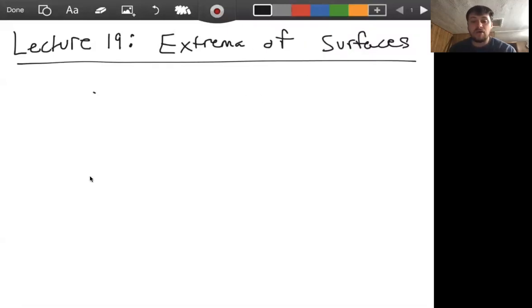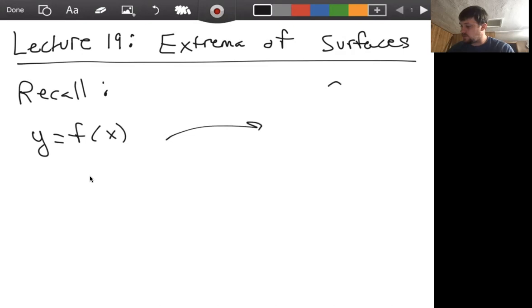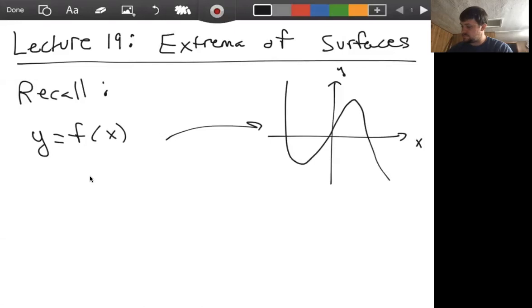We're going to use our knowledge of partial derivatives and functions in multiple variables to be able to find maxima and minima of surfaces. If you'll recall from single variable calculus, we have a function y equals f of x. This corresponds to some curve in the xy plane, something like this. And we could find local maxes and local mins by finding critical points.